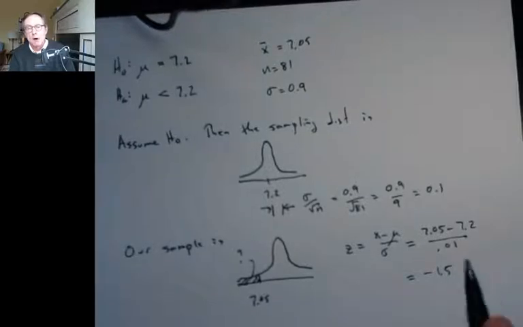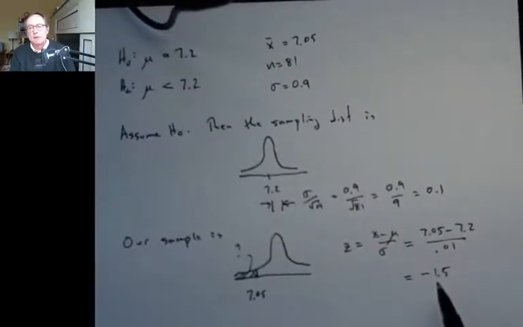And we know from our experience that minus 1.5 is a low z-score, but it's not a ridiculously low z-score. And so we know from doing lots of these problems that we expect to fail to reject. 7.05 is a perfectly everyday sample, we will fail to reject, but I'm going to bring up StatKey and do the actual calculation. Of course I am.